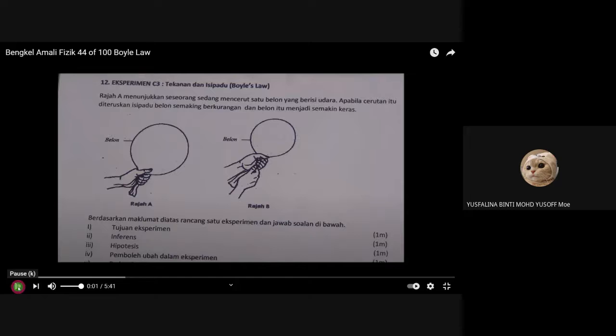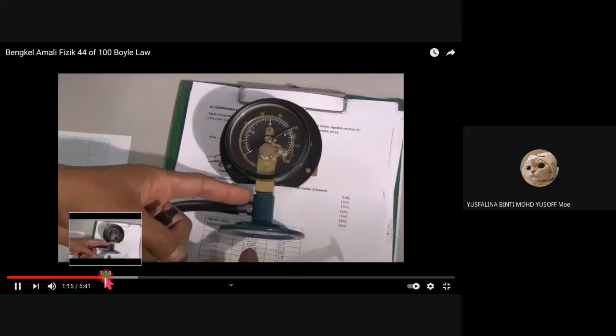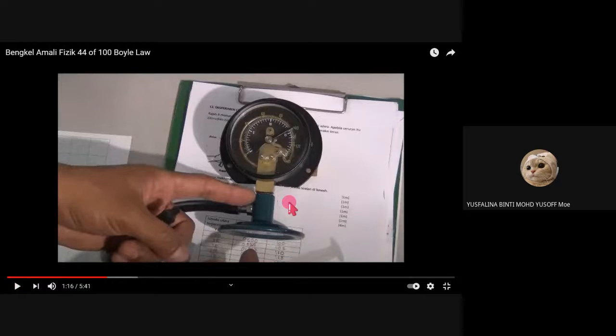So let's see the experiment. This is actually the experiment. When you have the chance to go back to school, we will do this experiment. You can see here there is a rubber tube, and this is a Bourdon gauge to measure the gas pressure. This will be connected to the syringe. Let's see what will happen.